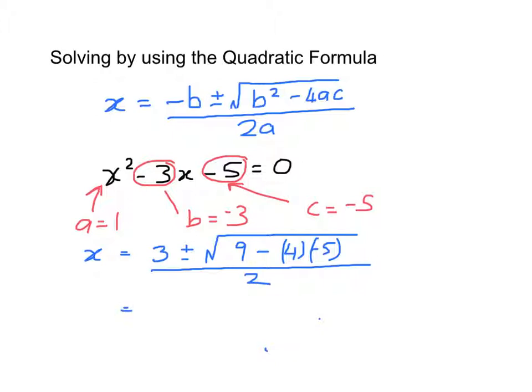That's going to give me 3 plus or minus the square root, 9 minus -20. 9 minus -20 is the same as 9 plus 20, which is 29, divided by 2. And I can just leave that as my answer. You don't usually need to get more simple than that, or I guess on your calculator you could work that out. 3 plus the square root of 29 divided by 2, or 3 minus the square root of 29 divided by 2 would give you your solutions.